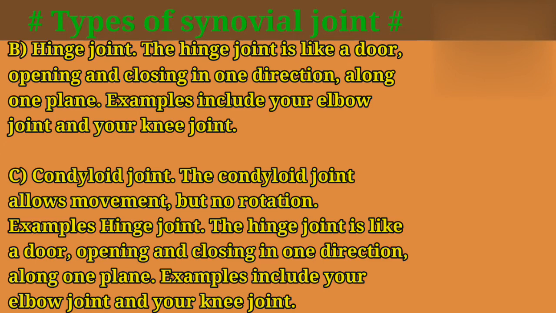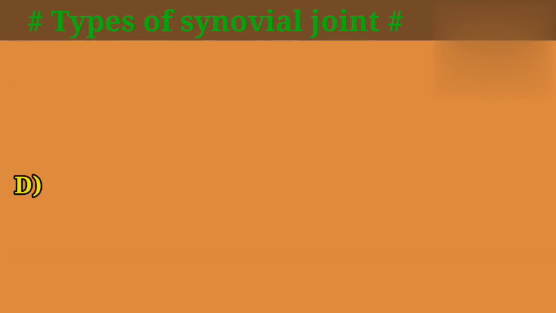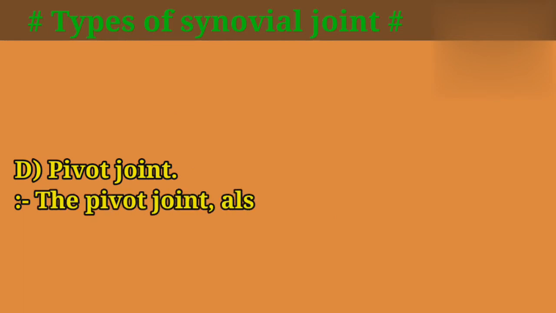Example hinge joints. The hinge joints is like a door opening and closing on directions along one plane. Example include your elbow joint and knee joint. Elbow joint and knee joint is best examples of hinge joints.